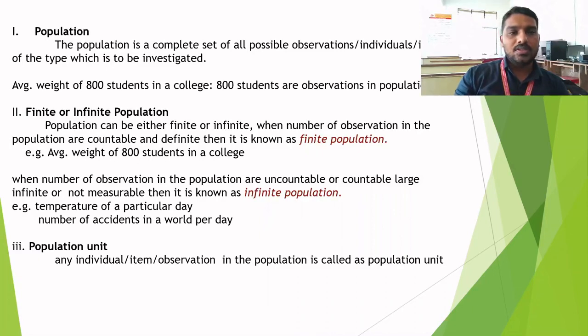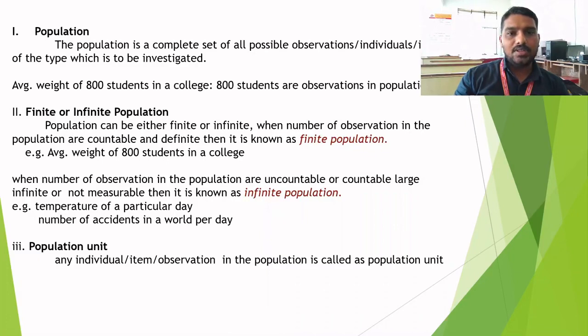So population mainly may be finite or infinite. Population can be either finite or infinite. When the number of observations in the population are countable and definite, then it is known as finite population. In the previous example, the average weight of 800 students in a college is an example of finite population because 800 students we can measure easily or count easily, and 800 figure is finite. So it is called as finite population.